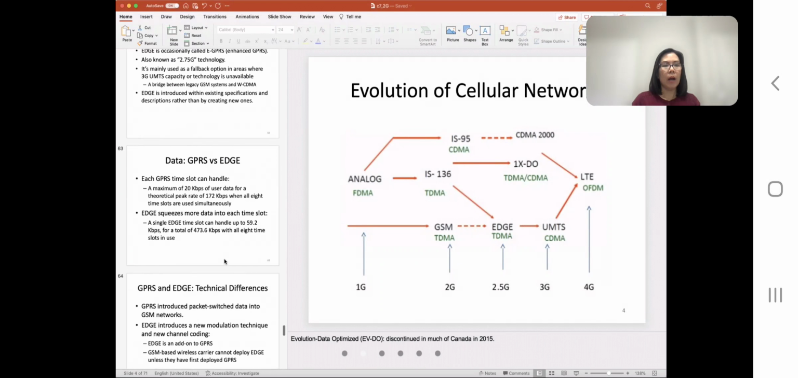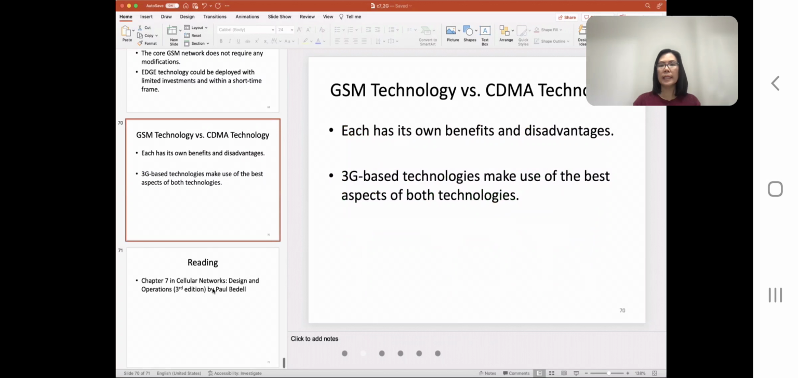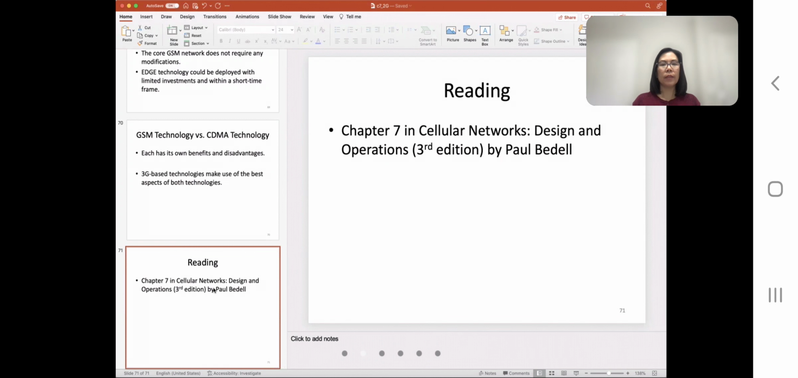All right, so that's the end of this lecture. This lecture is from chapter 7 in this textbook. Again, it's in the library on reserve. There may be an online copy of a second edition on the internet.